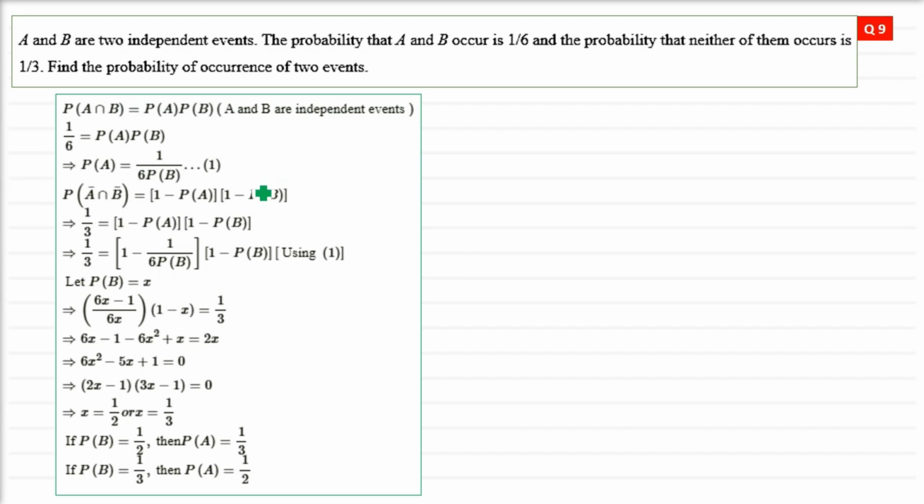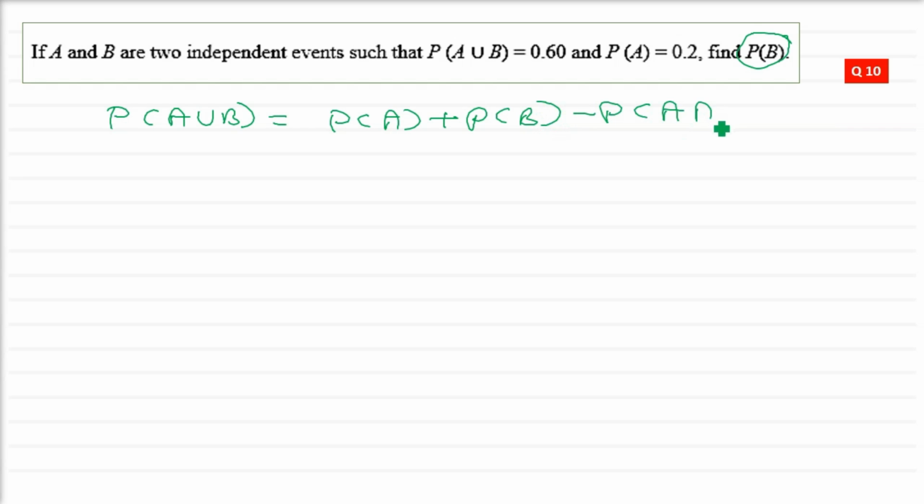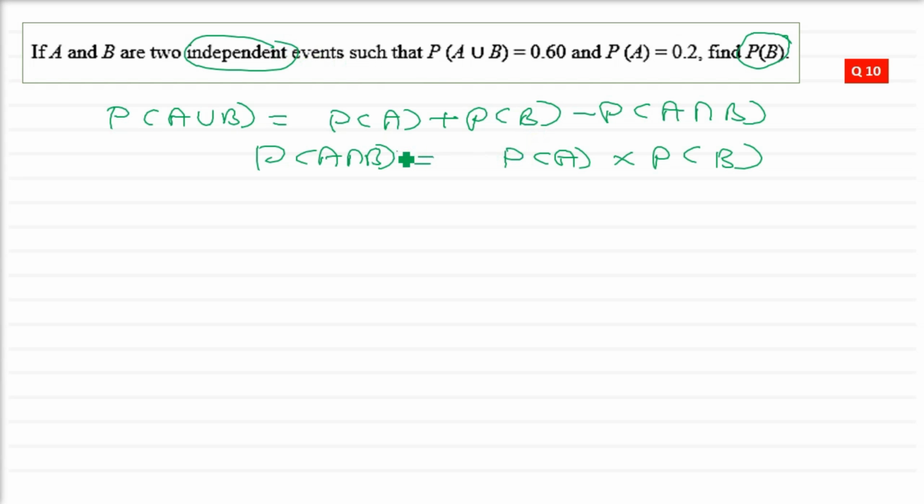It was a good question because various logic has been used here. A and B are independent events, union is given, PA is given. We have to find out the probability of B. These are independent events. So PA union B is given as 0.6, but we know the formula PA union B can be written as PA plus PB minus PA intersection B. Now PA intersection B is PA multiplied by PB. Why? Because in the question it is provided that they are independent events. So in the first equation we will replace the second equation which we have just written.